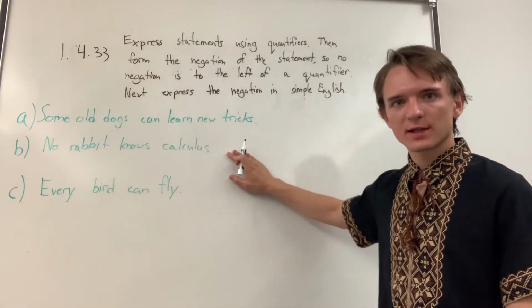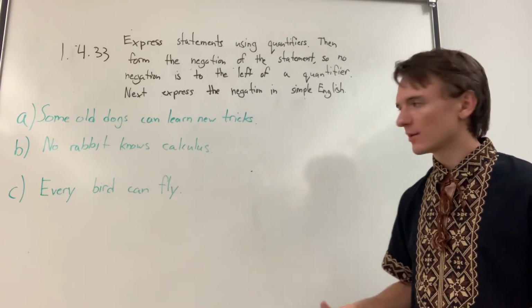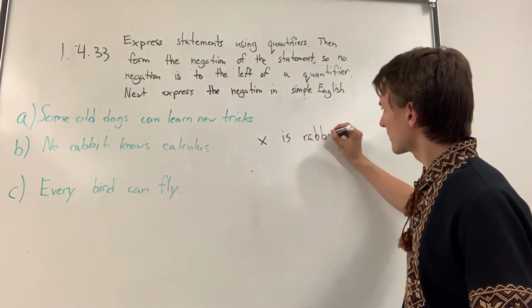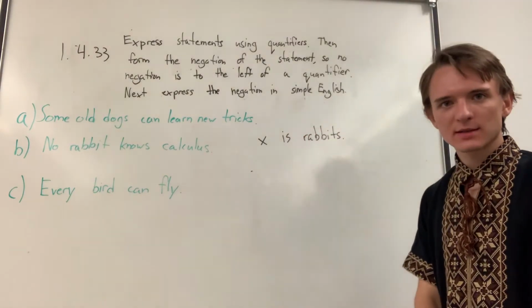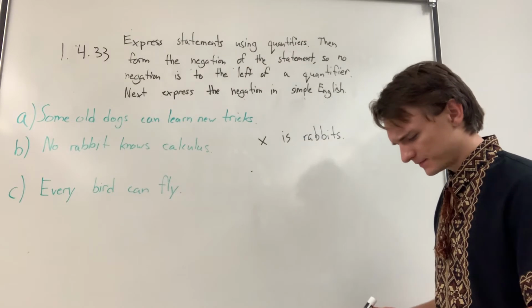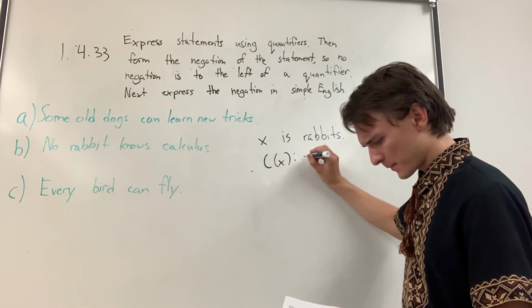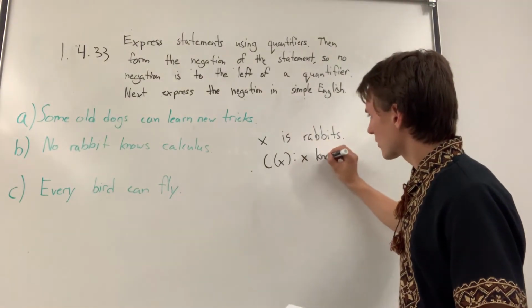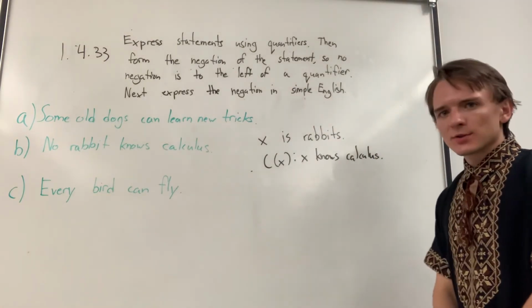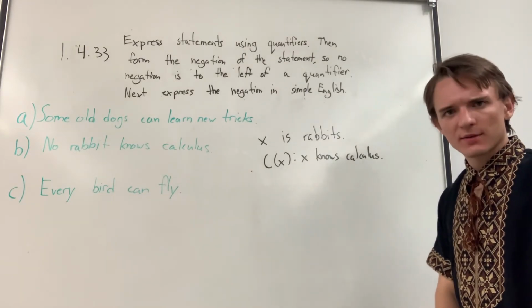No rabbit knows calculus. And again, we have to think of our domain here. What is x? X is rabbits. It is all rabbits ever. So, no rabbit knows calculus. Let C be a predicate, which means that x knows calculus. So then, how would our statement be expressed in mathematical notation?